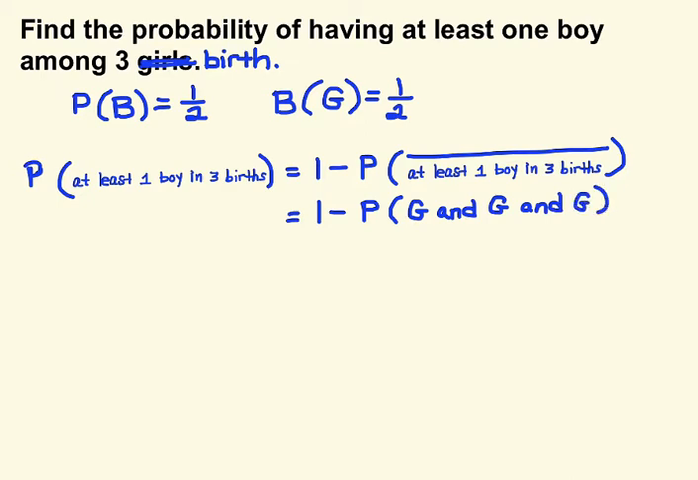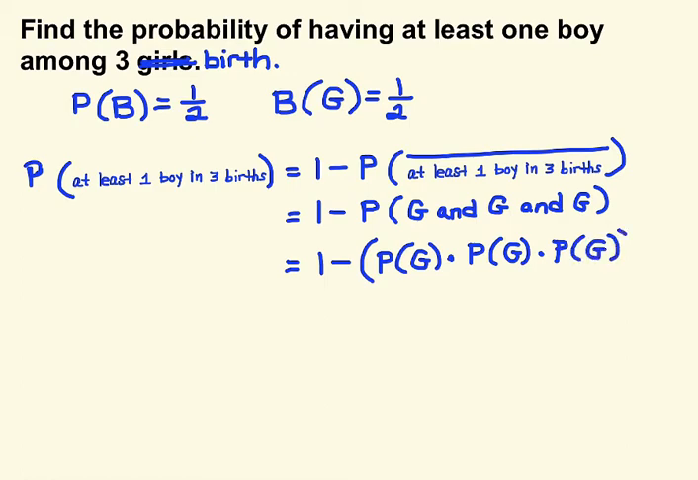So the probability of the complement of at least one boy would be no boys, all girls. And what is that? That would be 1 minus, and here we use our multiplication rule. The probability of having a girl and then a girl and then a girl is the probability of having a girl times the probability of having a girl again times the probability of having a girl a 3rd time. And that is the probability of the complement of at least one boy, which is the probability of all girls.